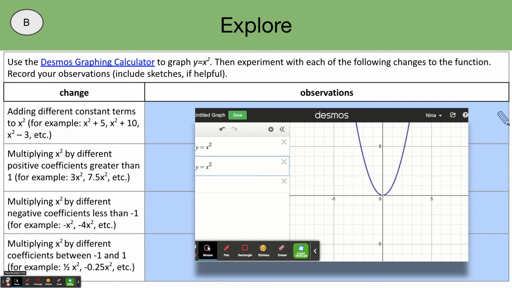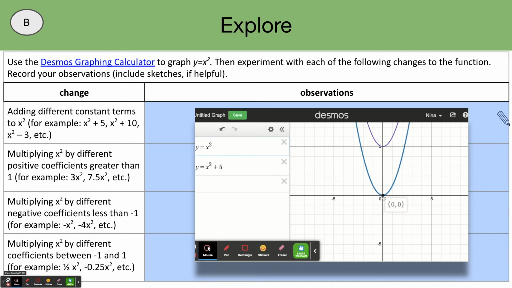If you're having difficulty finding what constant term to use, we have provided some examples that you may use until you feel more comfortable coming up with your own. So I'm going to put x squared plus 5, which is the first example given there to me.